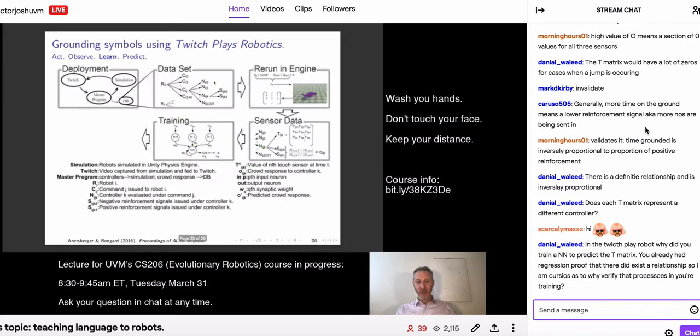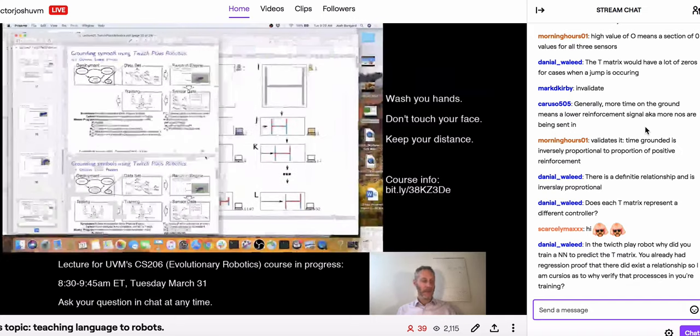And the easiest way to do that is to learn a neural network that just receives as input the raw sensor data and tries to predict the crowd's response without any assumptions about what the relationship between T and O might be. Hopefully that answers your question.